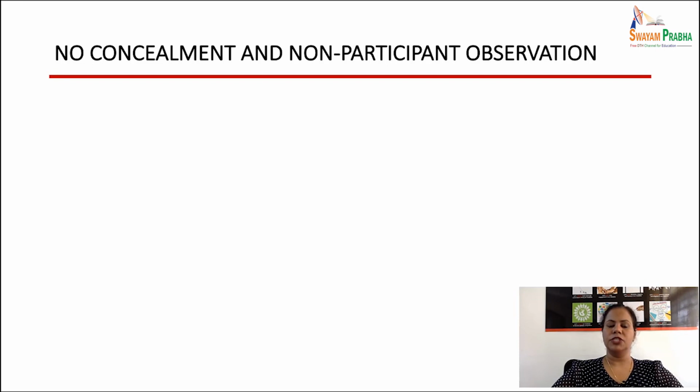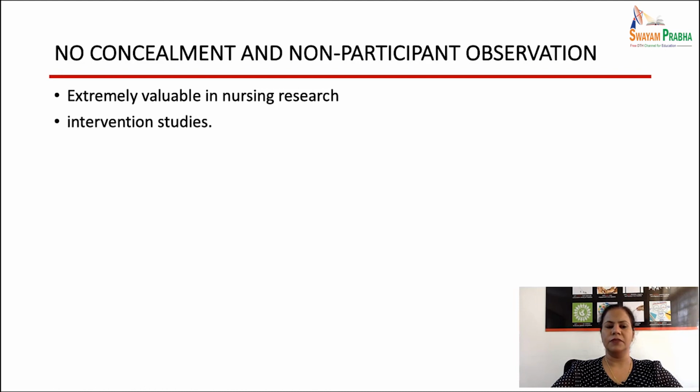Another type of observation is no concealment and non-participant observation. This is mostly used in nursing research, and it is extremely valuable in nursing research. Usually it is used in interventional studies, where we provide the intervention and we take the consent beforehand. Voluntarily the subjects participate in the interventional studies, and then we take the measurement or assess or observe the person for the improvement in their health outcomes.